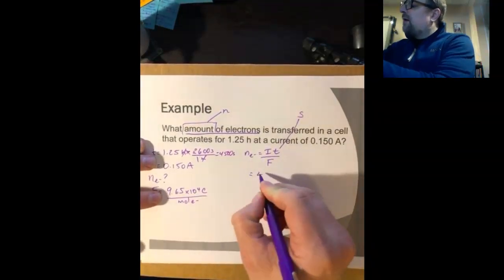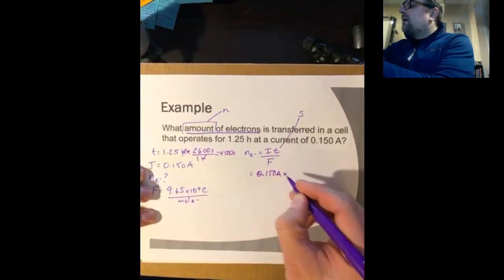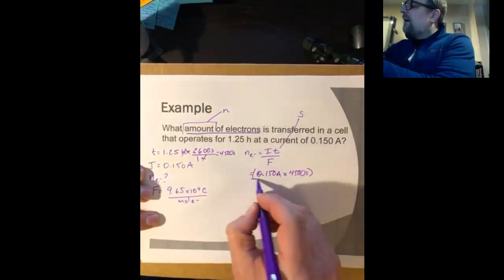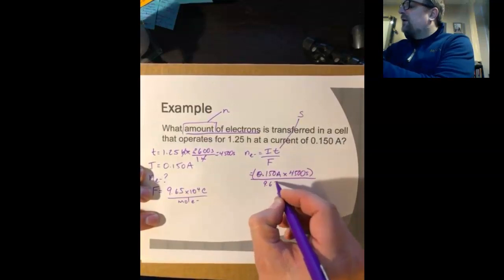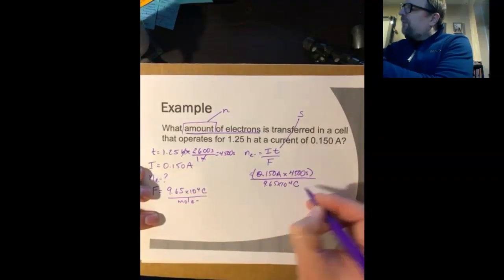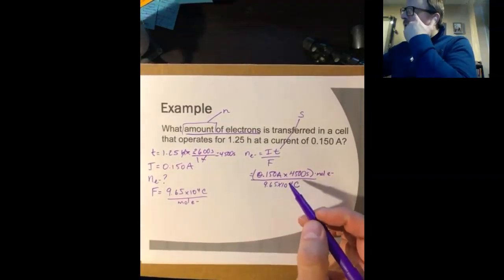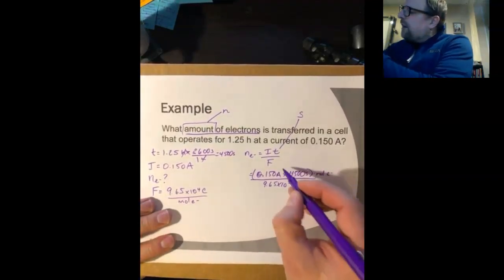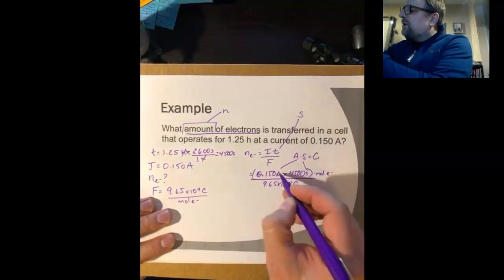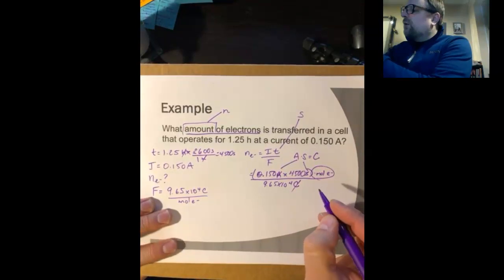Okay, and then I'm going to put that down here. So we've got our 0.150 amps, that's our I, times 4,500 seconds, there's our time, divided by 9.65 times 10 to the 4 coulombs. And then remember, if it's going to be per something, it goes up top here, per mole of electrons. So for those of you that are keeping score and want to cancel, remember that an amp second is the same as a coulomb. So an amp second cancels out the coulombs, and the units we're left with are moles of electrons.